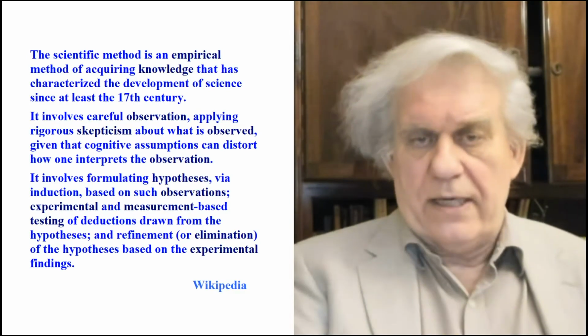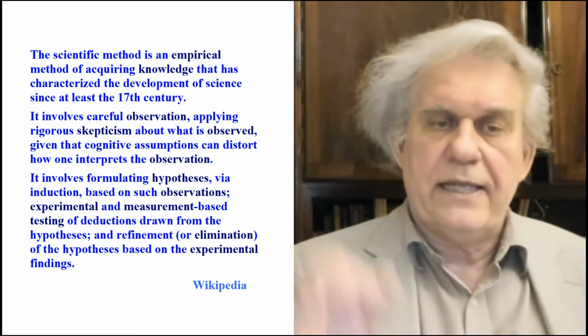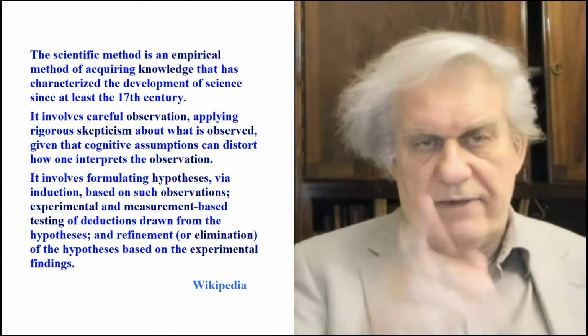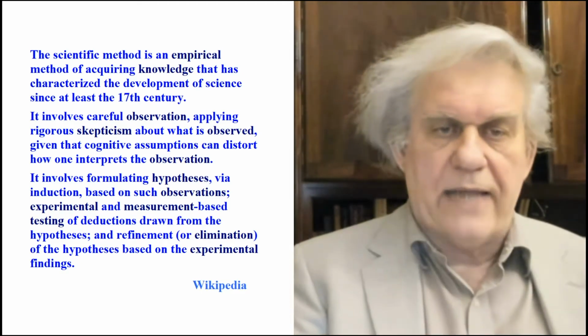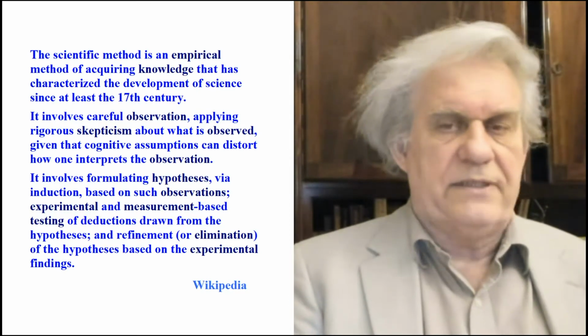And so we look up the scientific method in Wikipedia, and what do we find? We find the scientific method is what? An empirical method of acquiring knowledge. And I've underlined, or highlighted, empirical knowledge, okay? That has characterized the development of science since at least the 17th century.